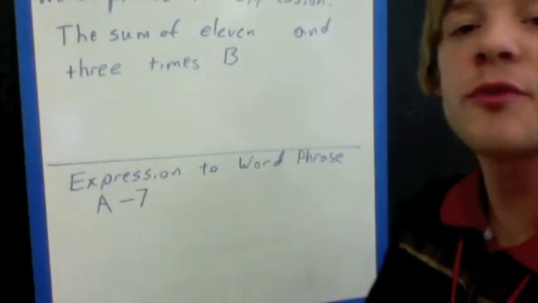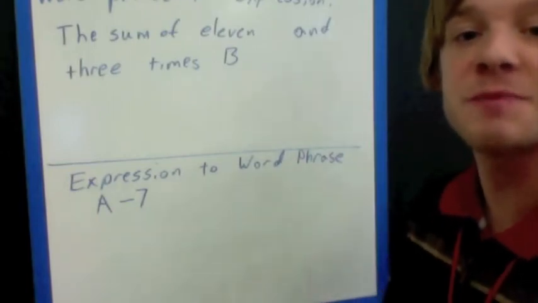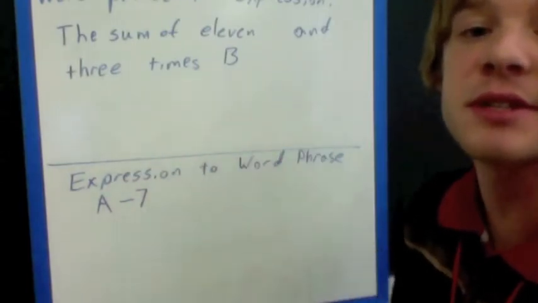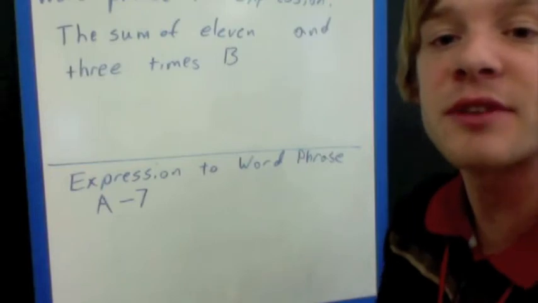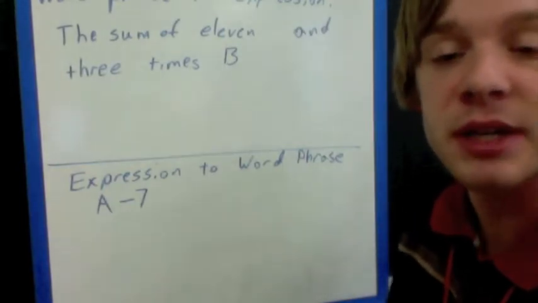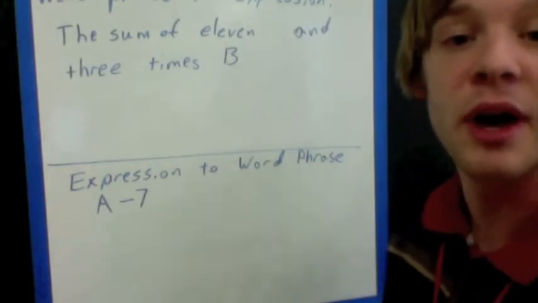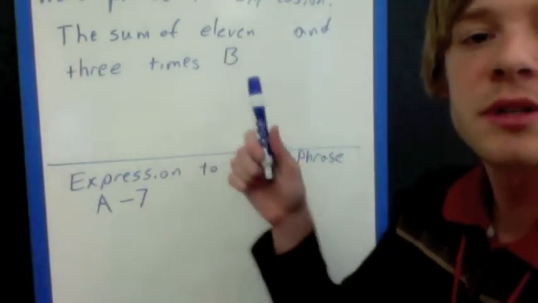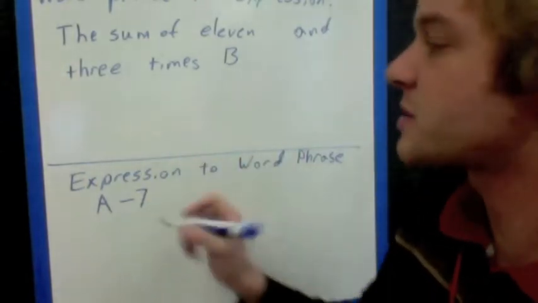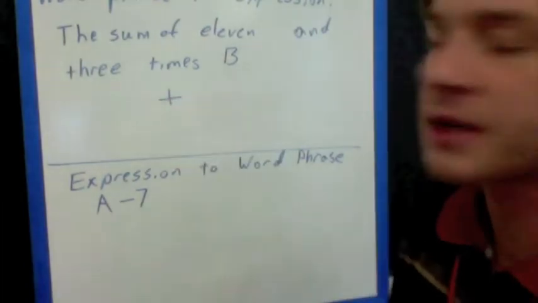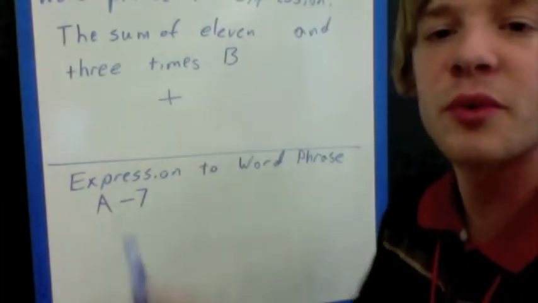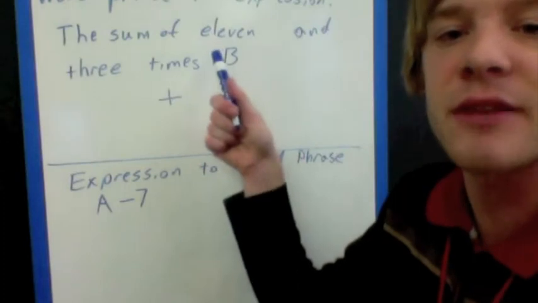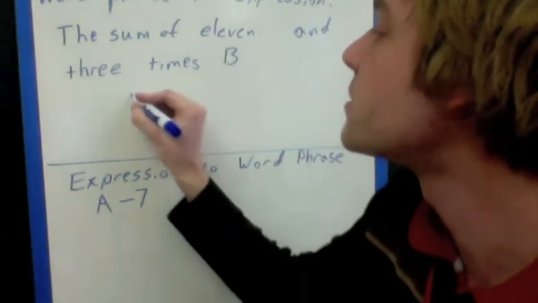Alright, so if we want to go from a word phrase to an expression, what this basically means is I'm going to take this sentence right here, the sum of 11 and 3 times b, and I'm going to write out an expression. So anytime I see the word sum, that should make you think plus. So we know we're going to have a plus sign. Well, what are we adding together? Well, we know one of the things we're adding is 11, so let's put that first.